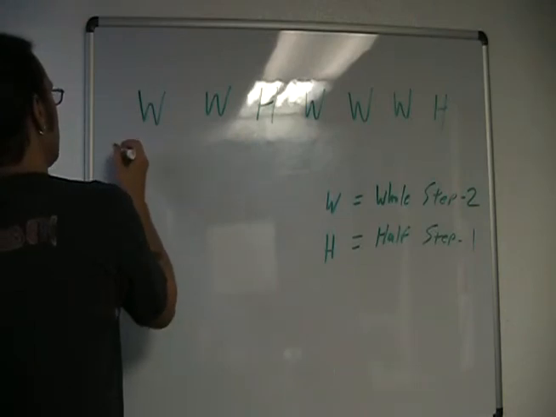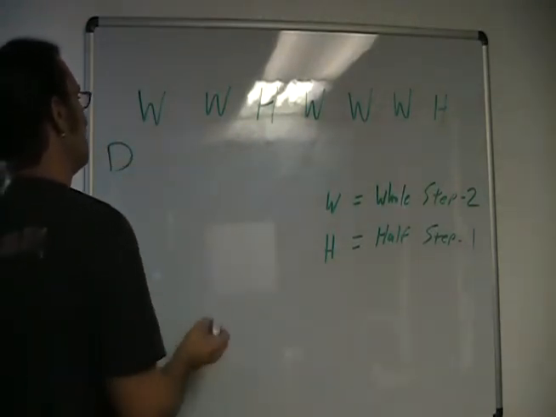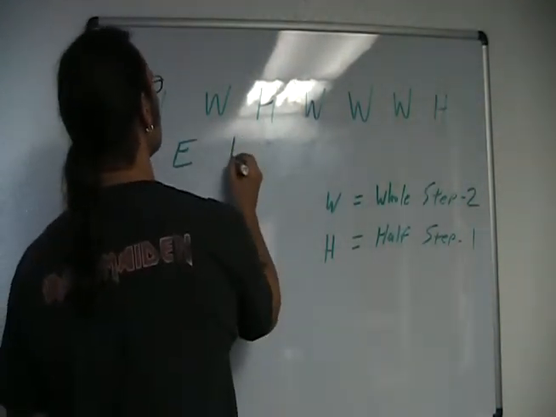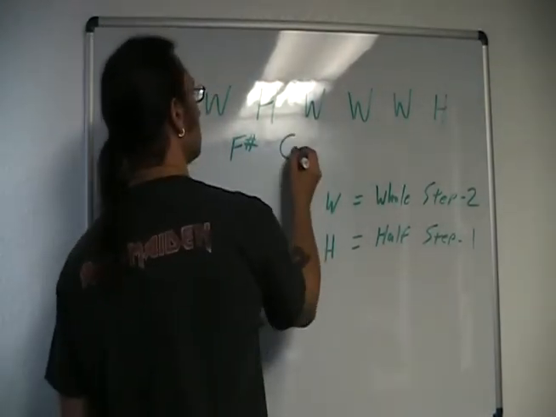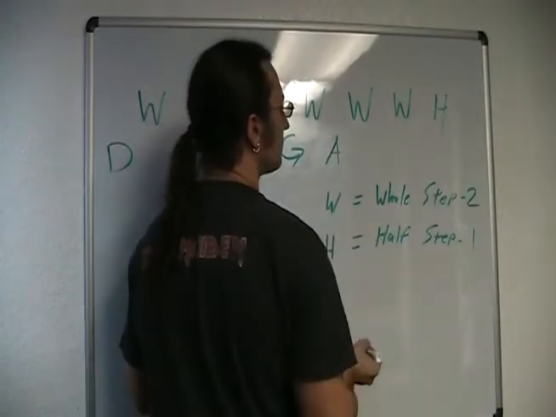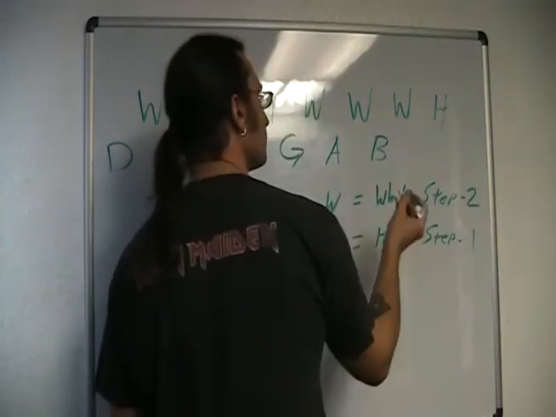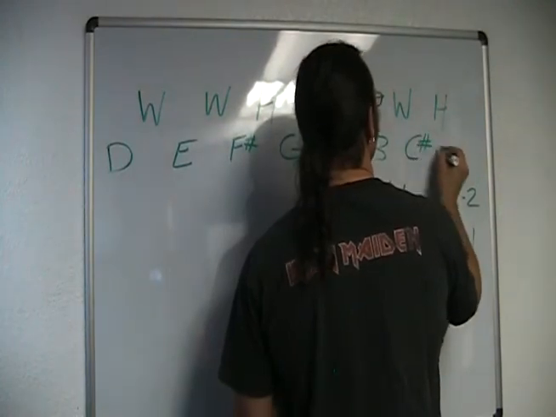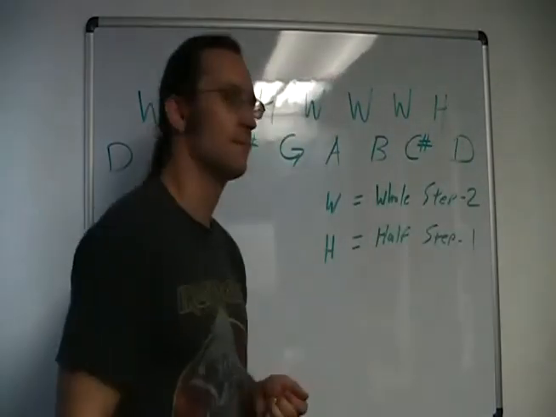Now we'll do the key of D. So a whole step up from D is E. Another whole step up, we go from E to F sharp. Half step up from F sharp is G. Whole step up from G is A. Whole step up from A is B. And then a whole step up from B is C sharp. And a whole step up from C sharp brings us back to the root note, D.